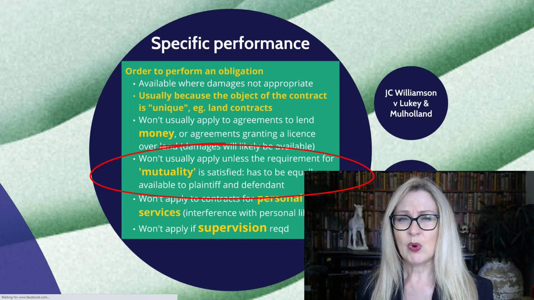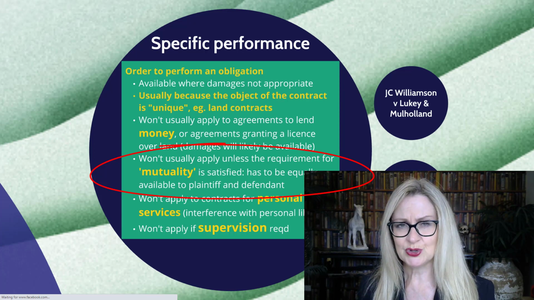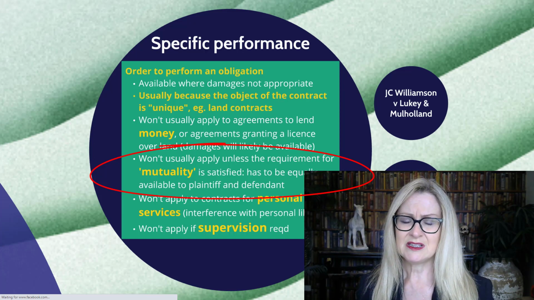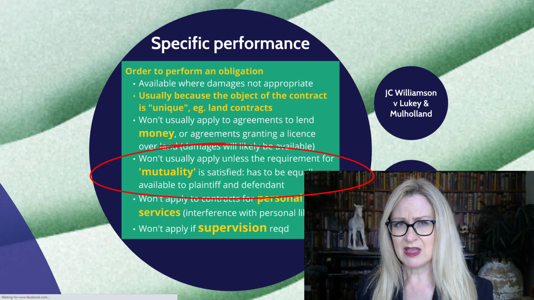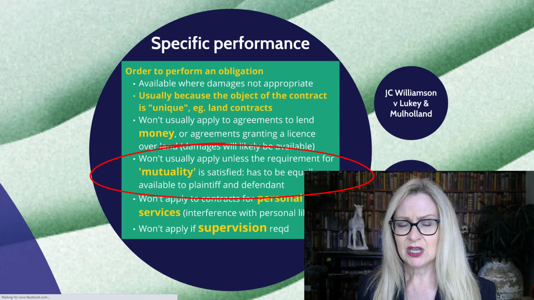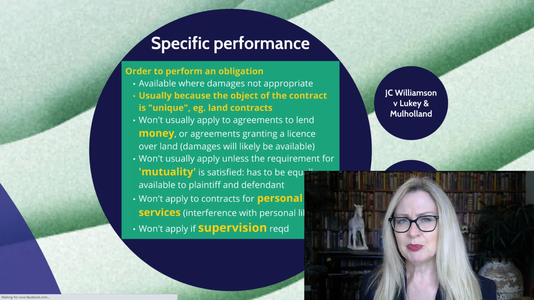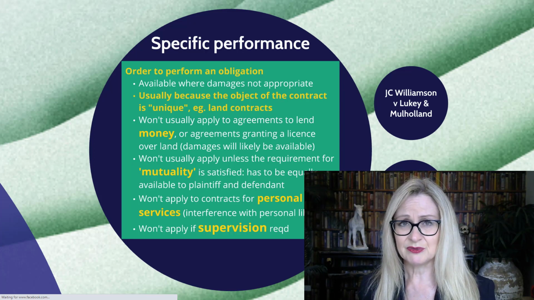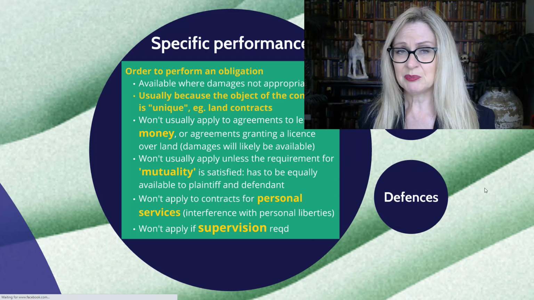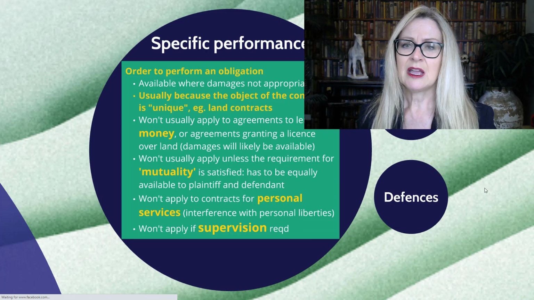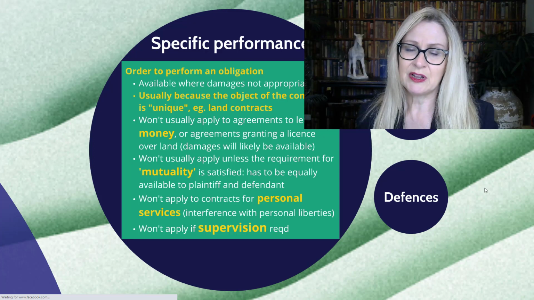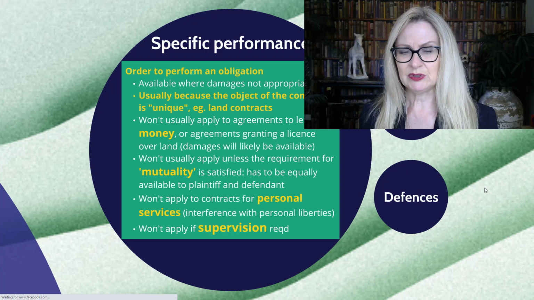What's that? Well, notionally, the order of specific performance has to be equally available to either party, both the plaintiff or the defendant. If it's lopsided and only one party could seek specific performance, for example, a contract with a minor where it's voidable at the option of the minor, you probably won't get specific performance in circumstances like that. Also, it won't apply to contracts for personal services because obviously, in an employer-employee relationship, if you made one person employ another, or if you made one person work for another person, it's too much of an interference with your personal liberties.